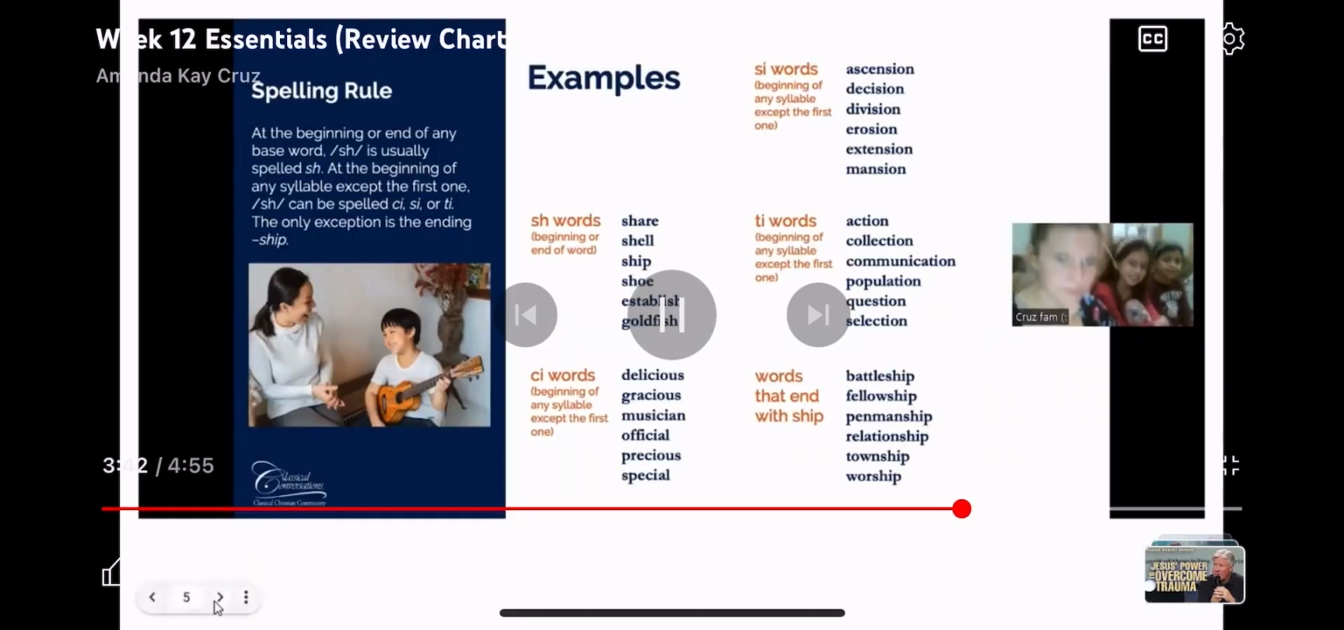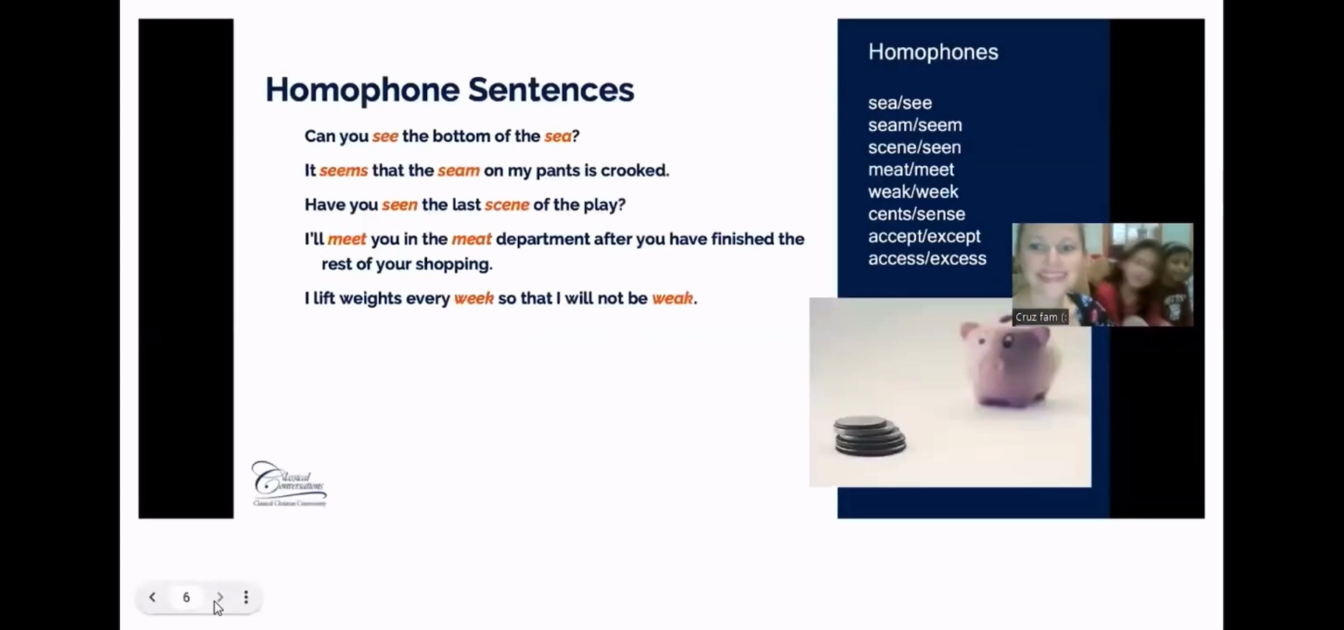Worship. It's time for house song practice. C and C. Can you see the bottom of the C? Theme and theme. It seems that this theme of my pants is crooked. Seen and seen. Have you seen the last scene of the play?